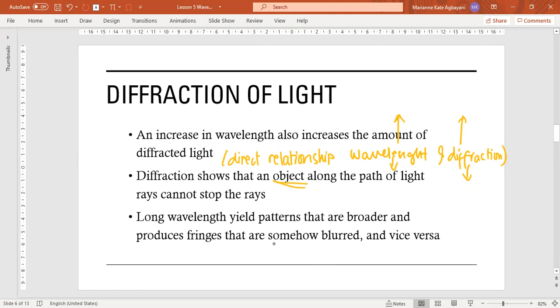Then, long wavelength yields patterns that are broader and produces fringes that are somehow blurred, and vice versa. So again, take note, long wavelength produces blurred fringes. And if it is not long, if it is short, then it is not blurred, it is clearer.